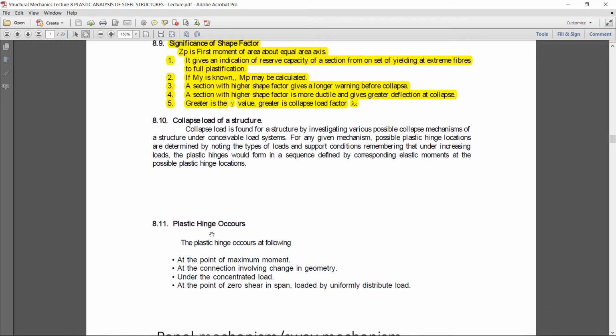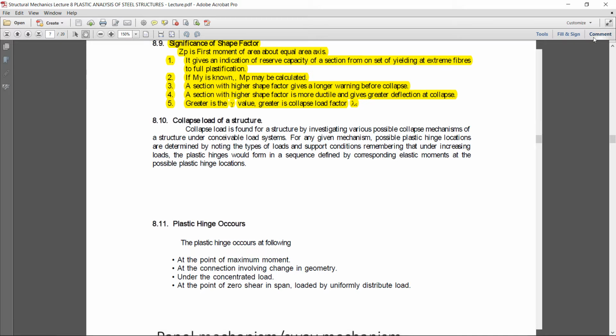Then plastic hinges occur. Plastic hinge formation will happen at the following points. First, where the maximum moment is present. Definitely in the beam, where the maximum moment is present, that point will fail when the load starts increasing. Second, at connections involving a change in geometry.